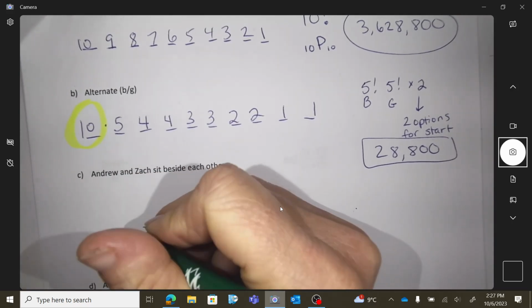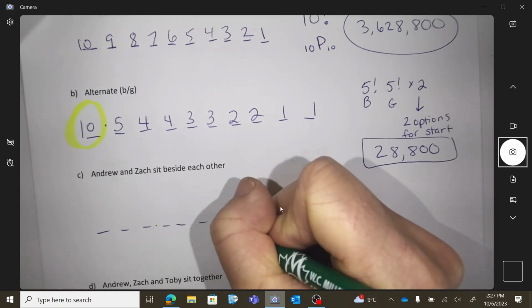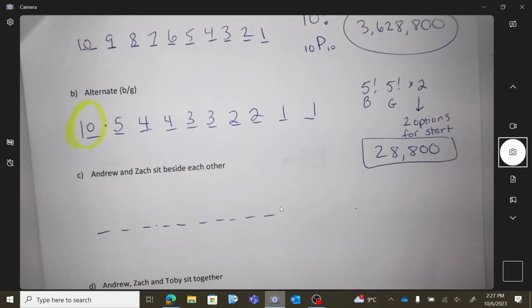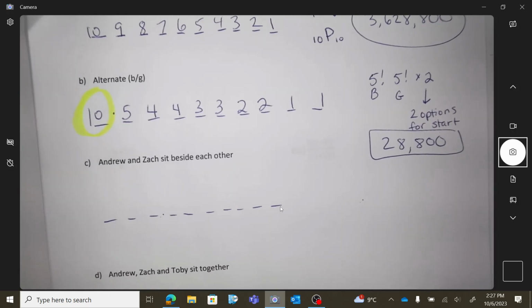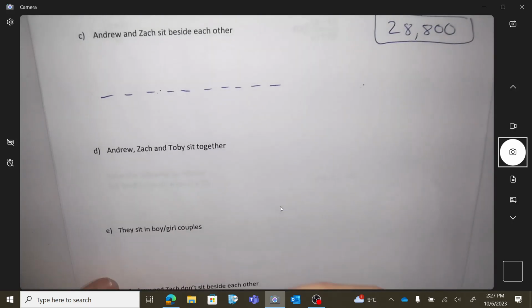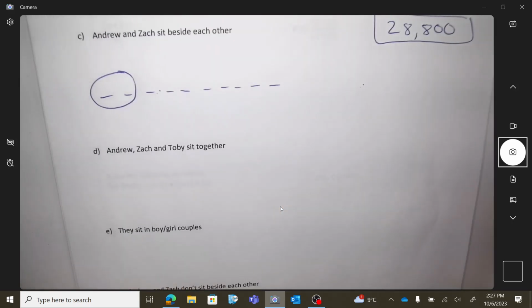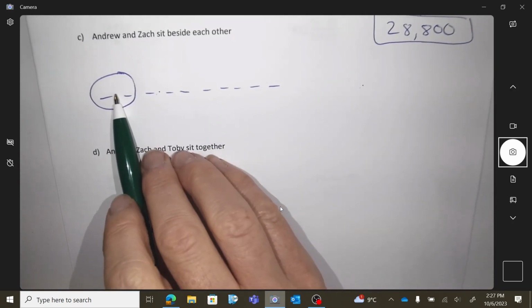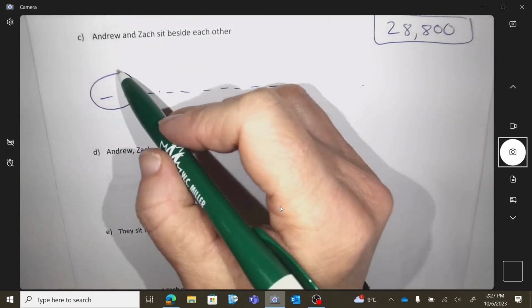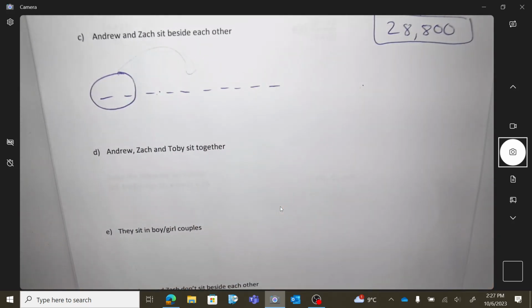C, draw me your 10 blanks. This time, Andrew and Zach have to sit beside each other. So they're glued together. So when you move them, they're moving together. So if I want to put them in the middle, that's just them moving to the middle or whatever.